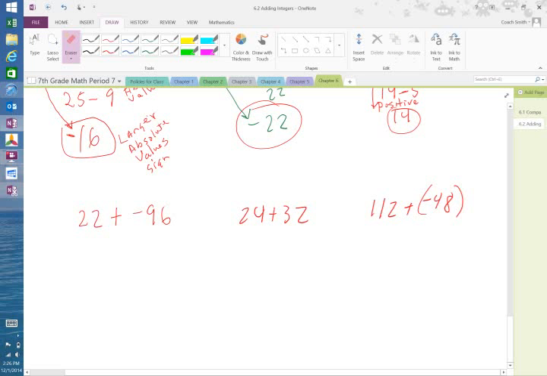The first one is 22 plus negative 96 for those of us that can't read. Next one is 24 plus 32. Next one's 112 plus negative 48.